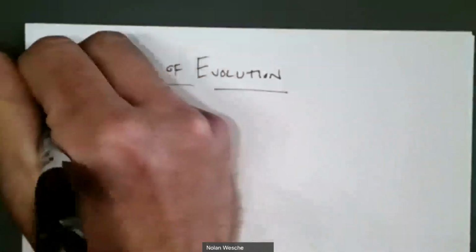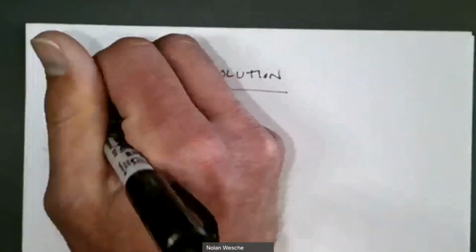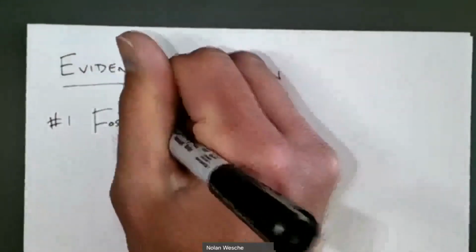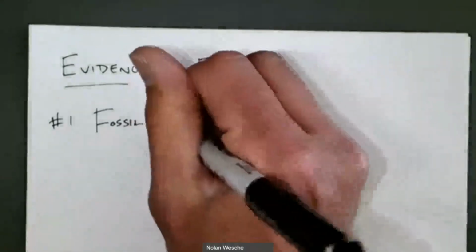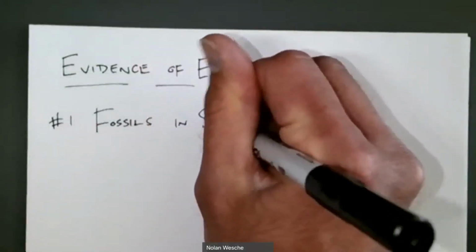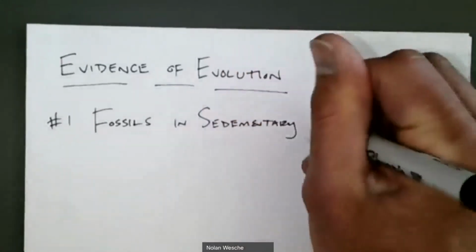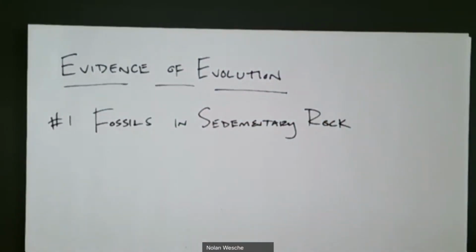So the first one that we're going to look at will be what we call fossils. And everybody knows what a fossil is, right? You've likely seen fossils of dinosaurs on TV or in museums, and we find fossils in sedimentary rock. So let's go ahead and get a look at this.